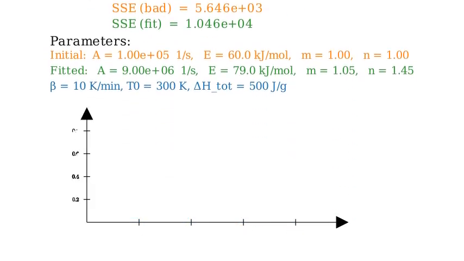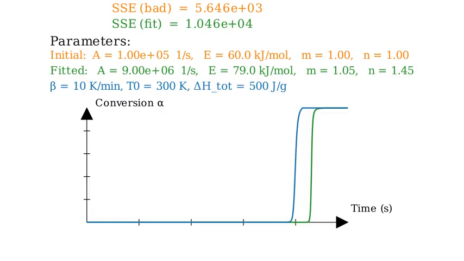On the horizontal axis, we plot time in seconds. On the vertical axis, we plot conversion alpha from 0 to 1. The green curve is alpha from the fitted kinetic model. The blue curve is alpha obtained by integrating the DSC heat flow, that is, 1 over delta H total times the cumulative heat. These two independent paths should agree closely when the model is appropriate and the DSC data are properly corrected.